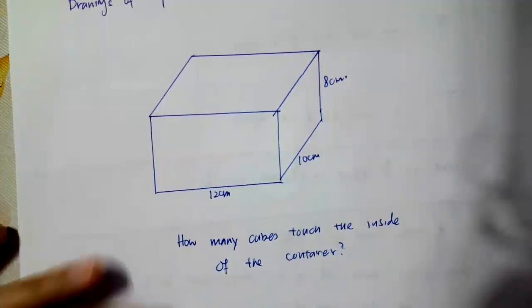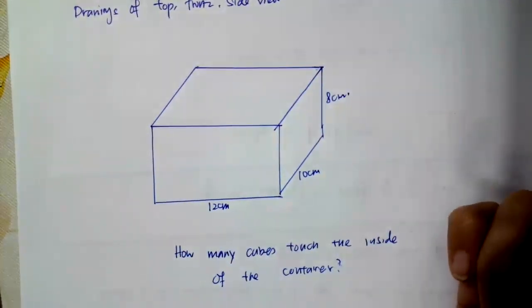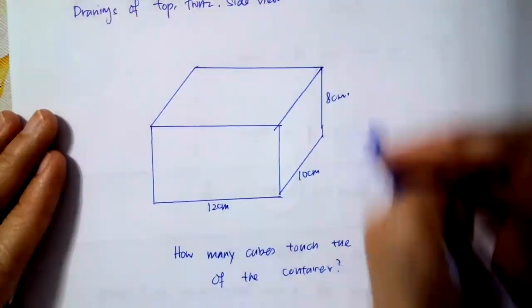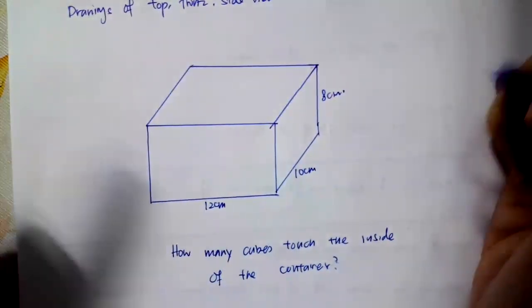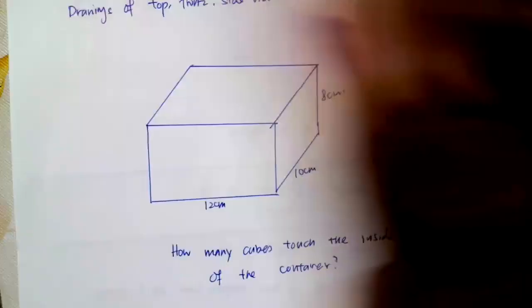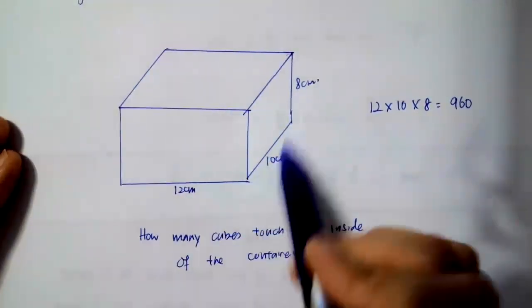The answer would be to find a full container first, minus off those that don't touch. You'll get the ones that touch. It's easier to find the don't touch ones. So the whole container has how many cubes? Very simple. If they're all 1 cm cubes, then it'll be 12 times 10 times 8. And that would be 960 cubes. There'll be 960 cubes inside here.